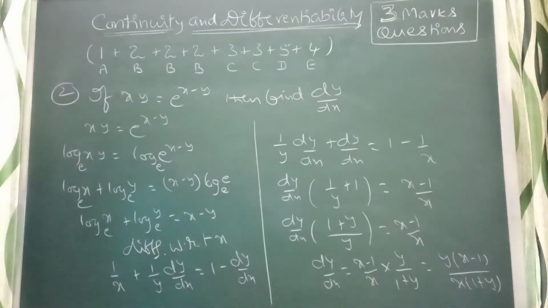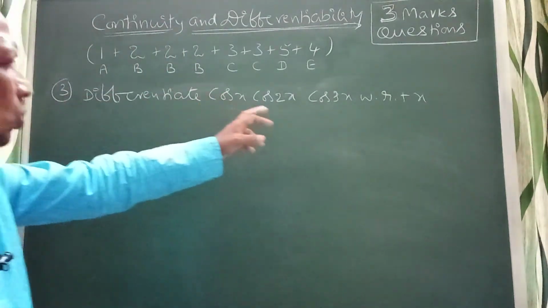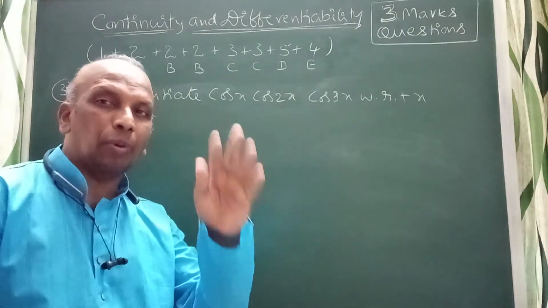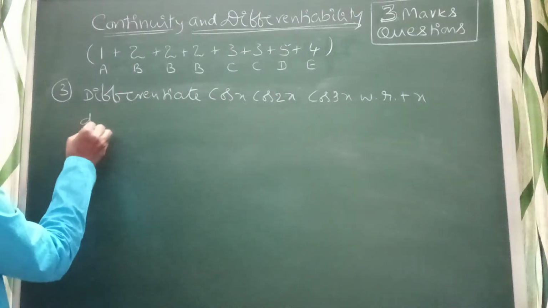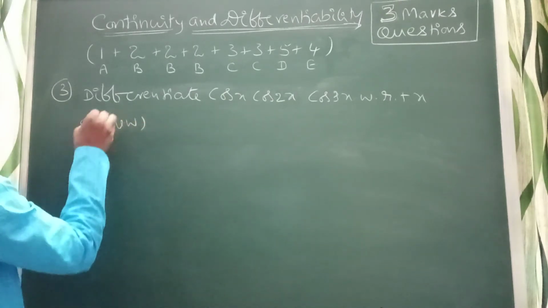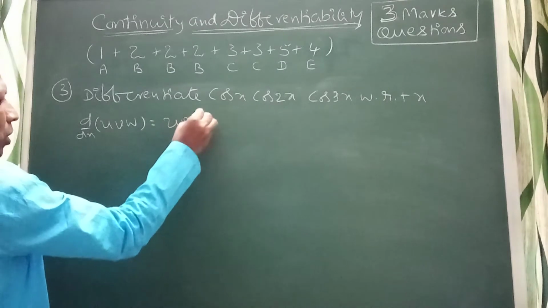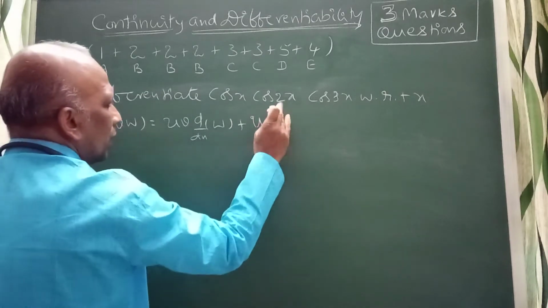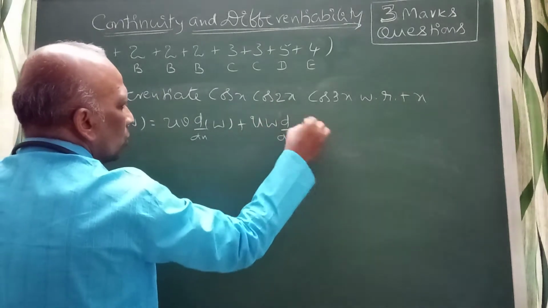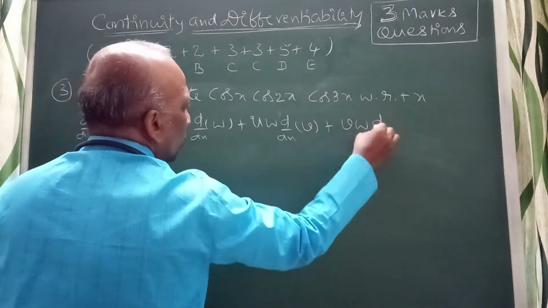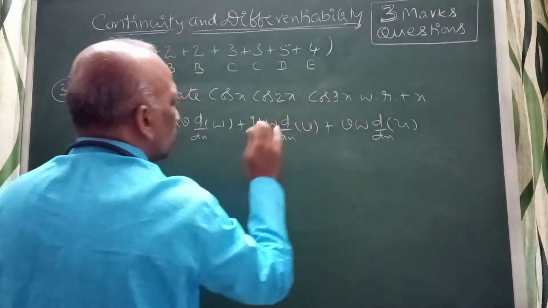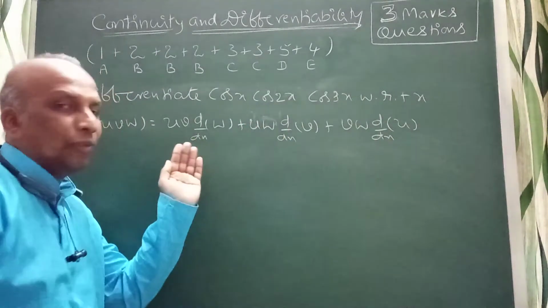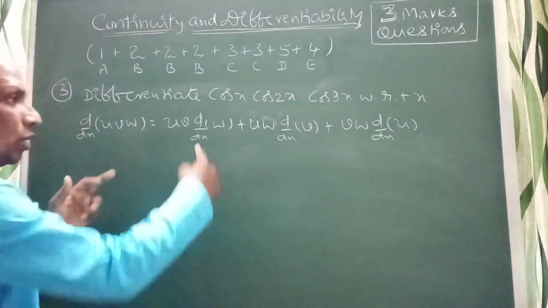Now I will explain the next problem. Differentiate cos x, cos 2x, cos 3x with respect to x. You can use logarithmic differentiation or you can use UVW. To solve this you can remember, suppose d by dx of UVW, three factors are there: UV into d by dx of w, plus UW into d by dx of v, plus VW into d by dx of u. Any order you can write. Keep away two functions, find the derivative of the third function. Always any order you can write.